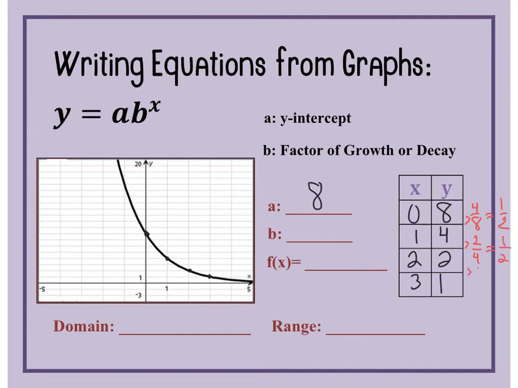Doing this repeatedly, I should get the same number if it has a common ratio. My common ratio is my b value. So my b value is 1/2. 1/2 means that it's a decay. The graph is going down forever. So my final equation, my function is f of x equals a times b raised to the x power.